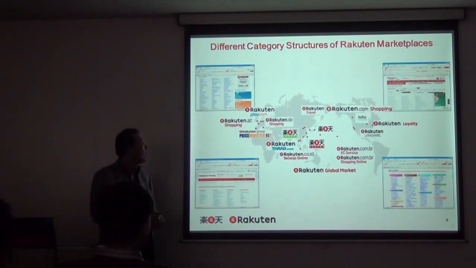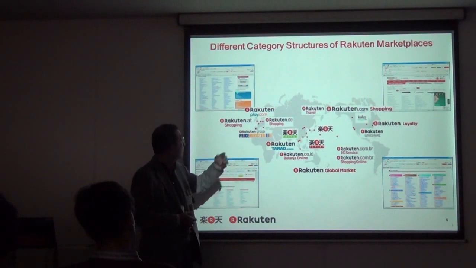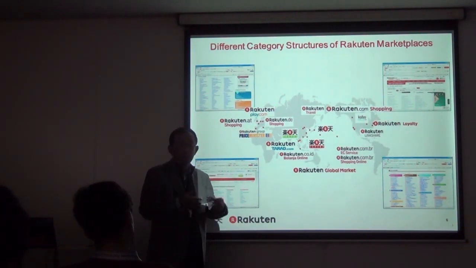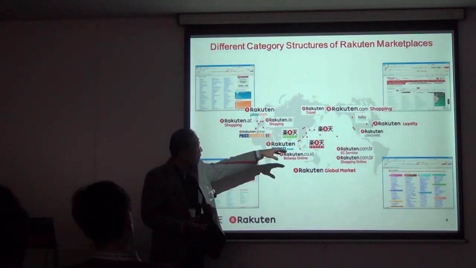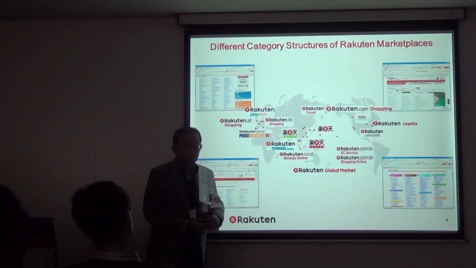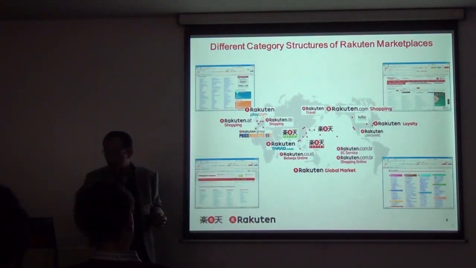But as you know, Rakuten bought lots of different marketplaces, so the history is different. For example, the German market created their own categories and their own system. So migrating German information into Rakuten is not easy, and there are 12 of them.